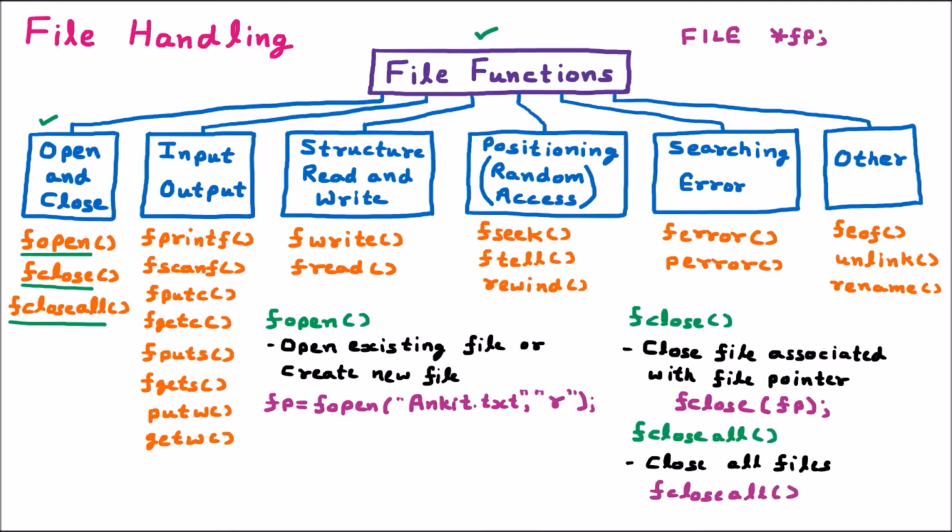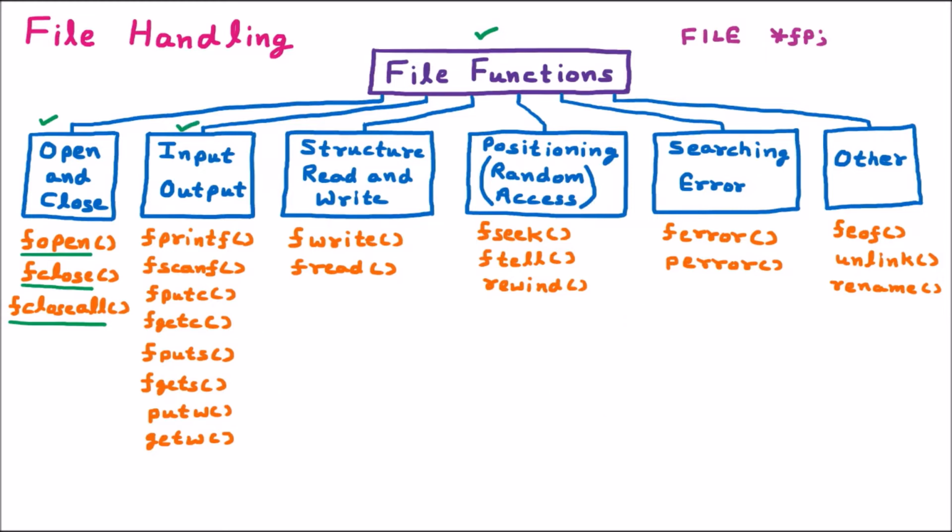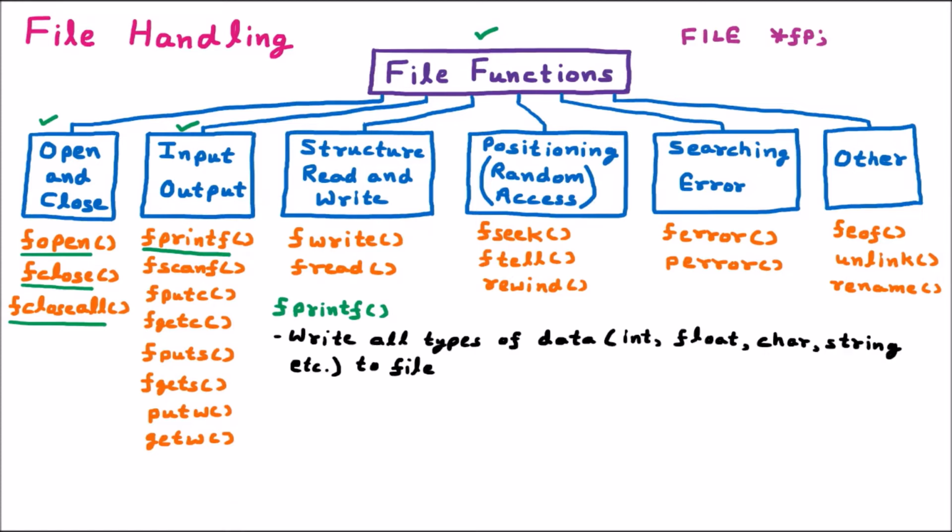The next category of the file functions is the input output functions. Here the first function is fprintf. This function is used for writing all types of data, such as integer, float, character, string onto the file. Let us suppose that we have an integer variable. So we say int x. We know that x is the integer variable. Let's say its value is 10.